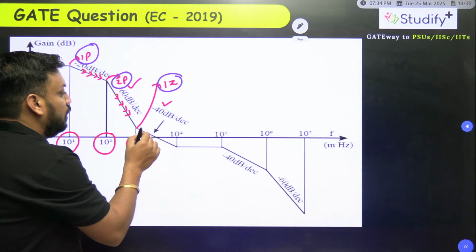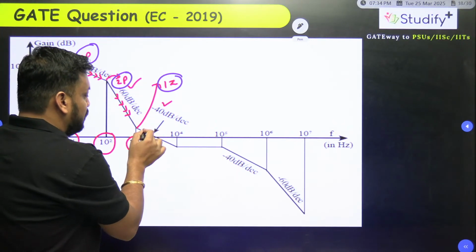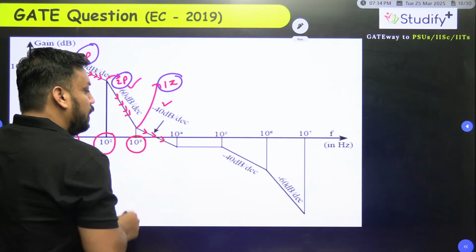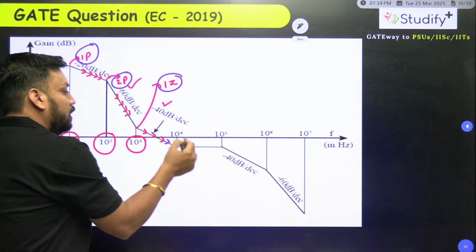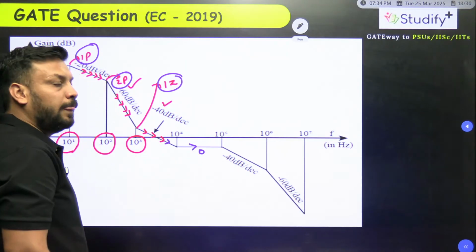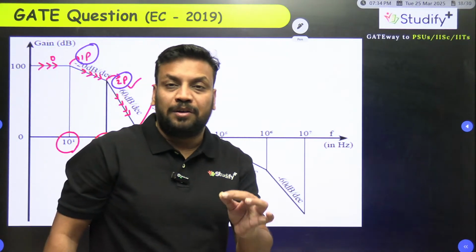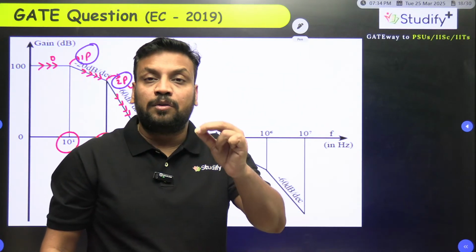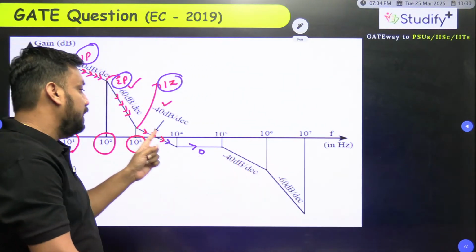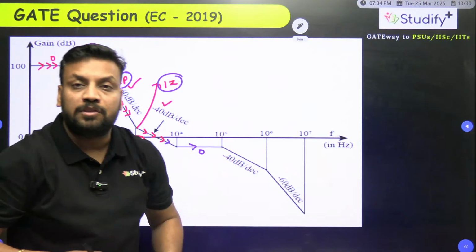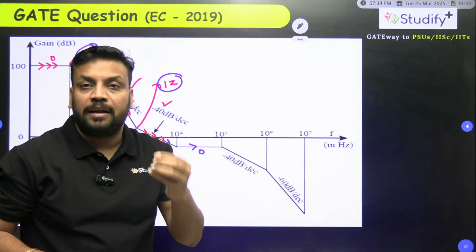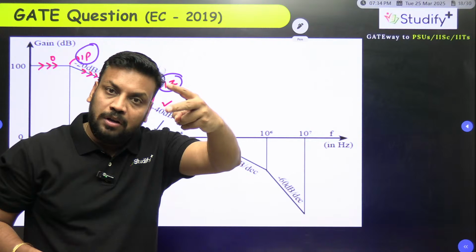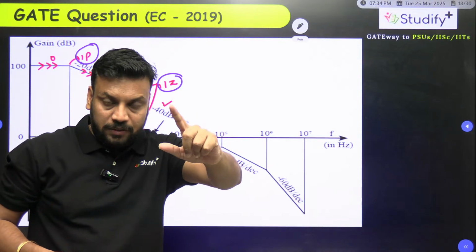Let's move ahead. Now the slope went from -60 to -20, we are traveling here, enjoying. Now at 10 to the power 4, what happened? The -40 will eventually become 0. Now what do you need to add? What do you need to add in -40 dB per decade so the slope will become 0? Add +40. +40 means 2 zeros, because +20 is one zero, +40 is two.